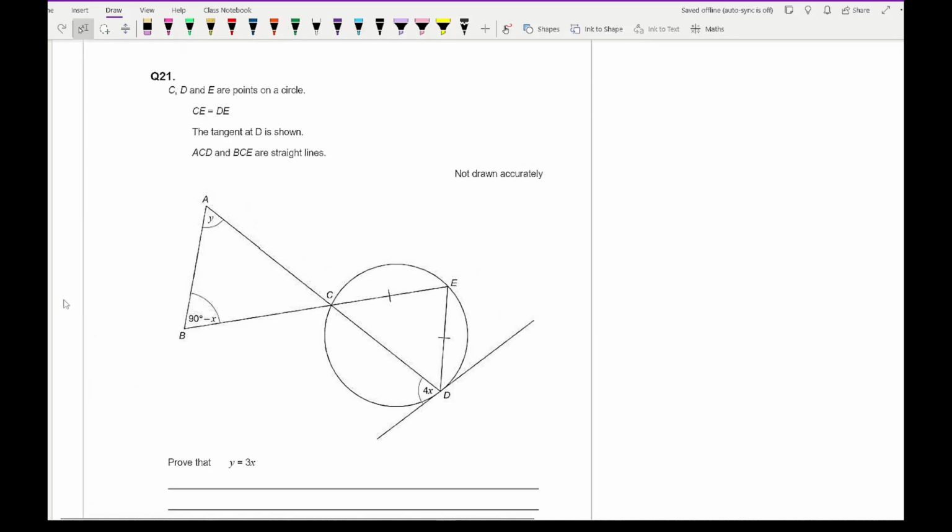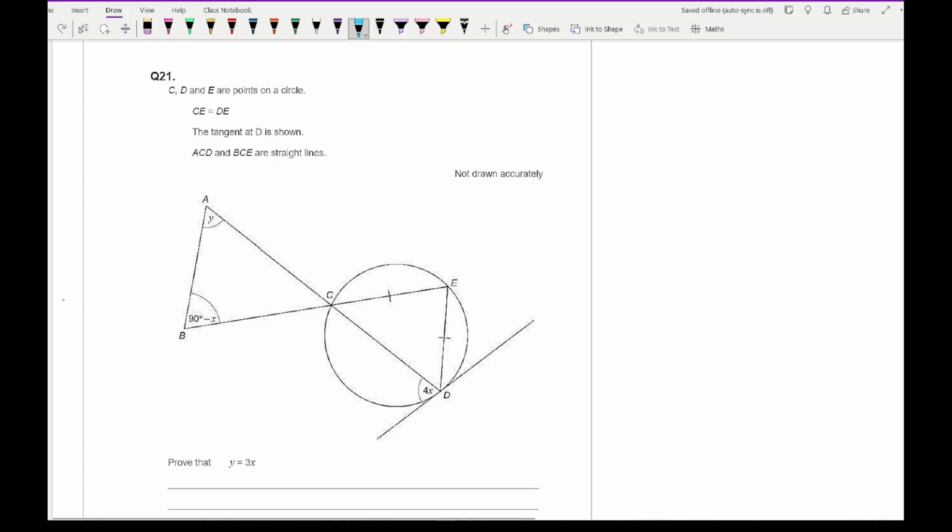It says ACDE are points on a circle. CE is equal to DE. The tangent at D is shown. ACD and BCE are straight lines. And the question is asking us to prove that y equals 3x.